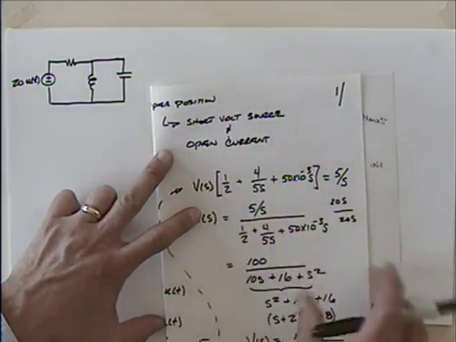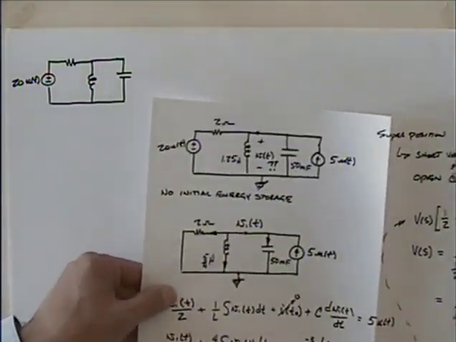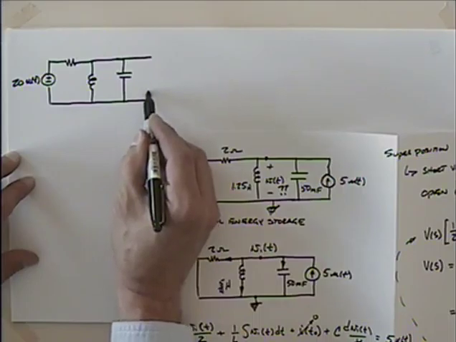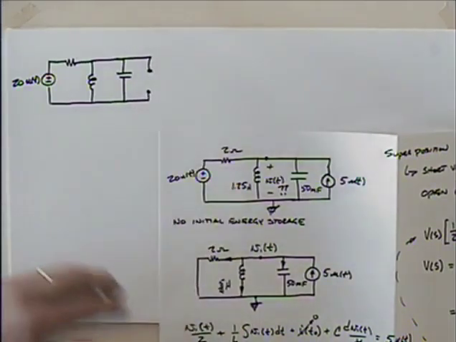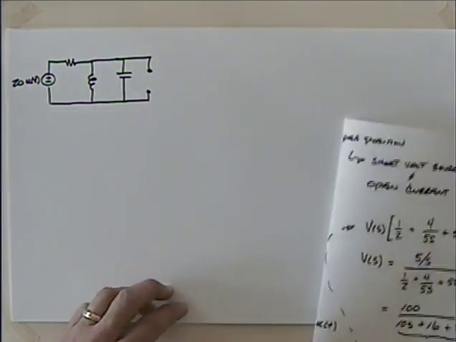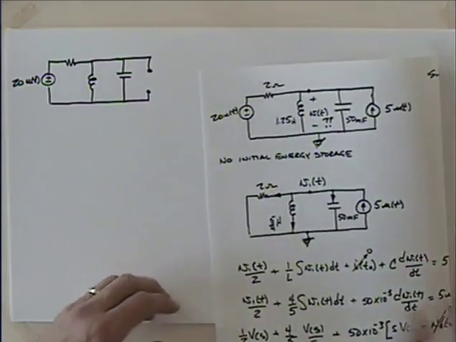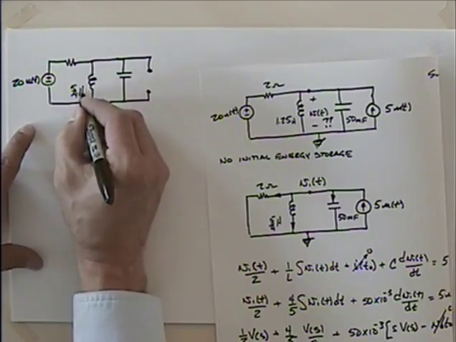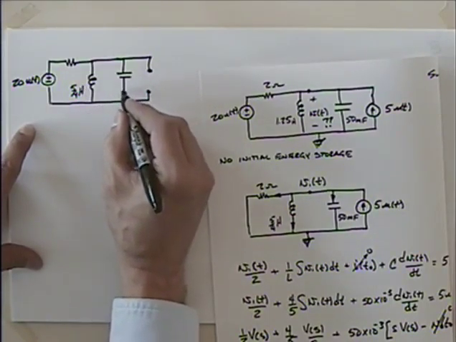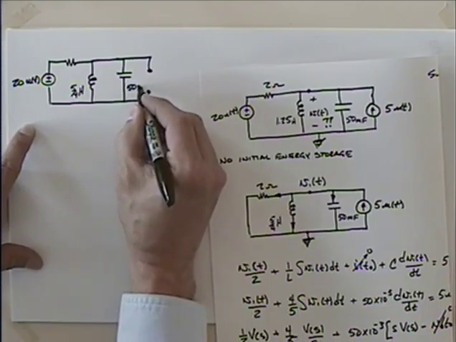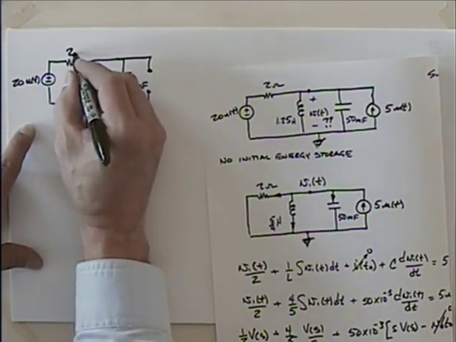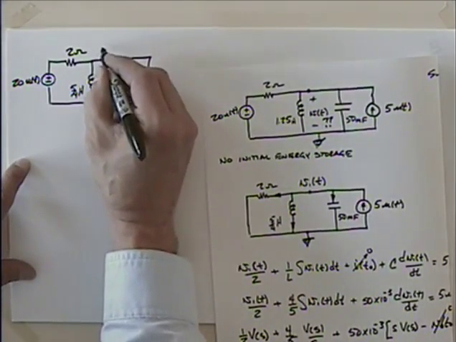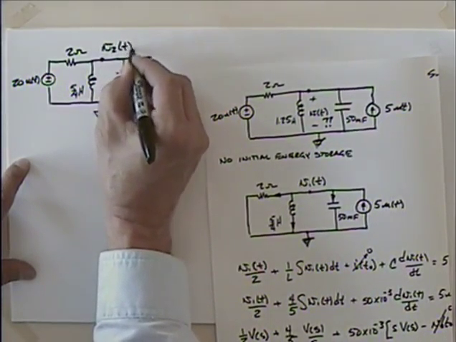Let's see. Open the current sources. So I need to open that current source, so I'm going to have something that looks like that. That will be opened up. Okay. I put the values in there. This is still 5/4 of a Henry. This is 50 millifarads. We've got 2 ohms. Take this as my reference here, and I better call this V2 of t.